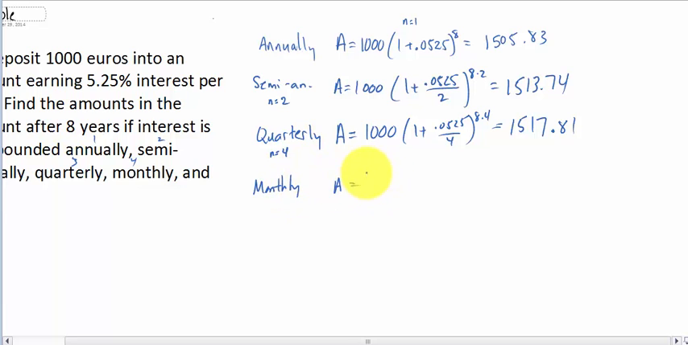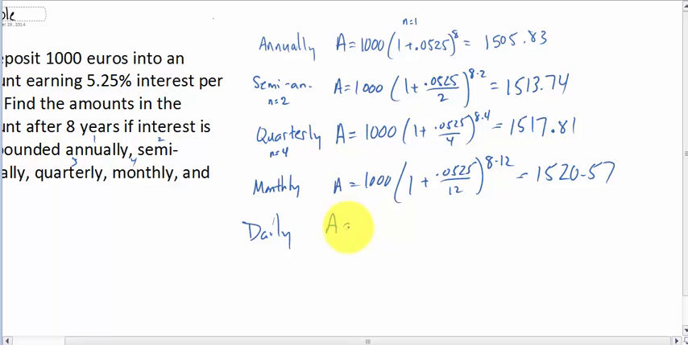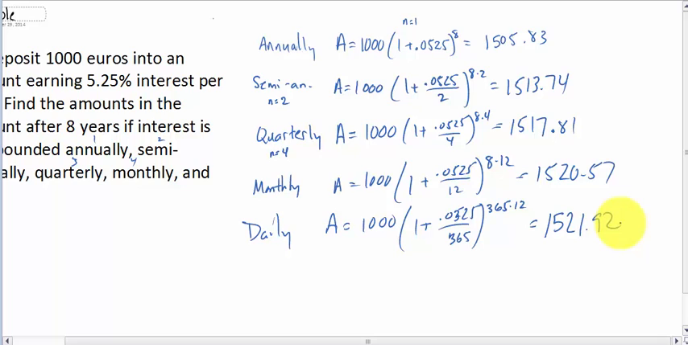So monthly, you should recognize that N is 12. And we're making 1,520.57. And finally, daily, N is equal to 365. We're assuming it is not a leap year. And we make 1,521.92. And there is another way that we could get interest, and that's interest paid continuously, and we will look at that in the next video.